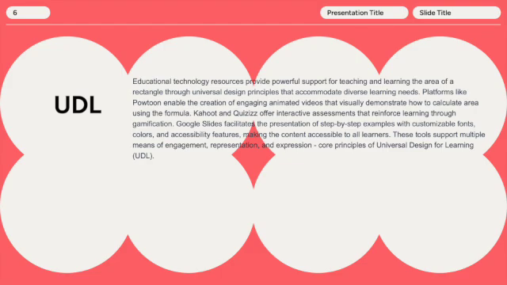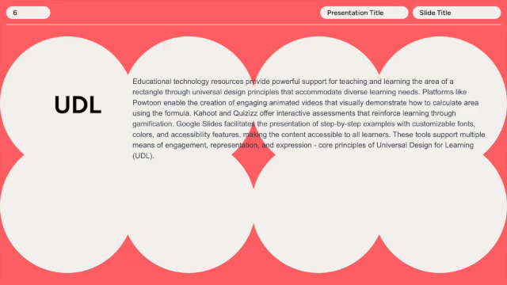So, educational technology resources provide powerful support for teaching and learning. The area of a rectangle is taught through universal design principles that accommodate diverse learning needs. Platforms like Powtoon enable the creation of engaging animated videos that visually demonstrate how to calculate area using the formula. Kahoot and Quiz offer interactive assessment that reinforce learning through gamification.